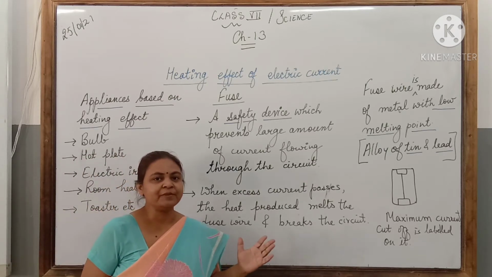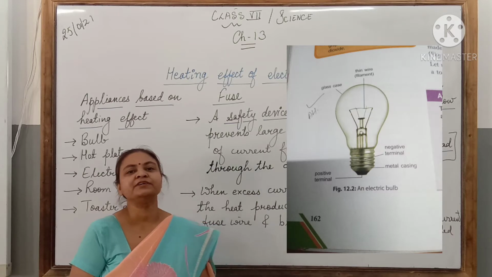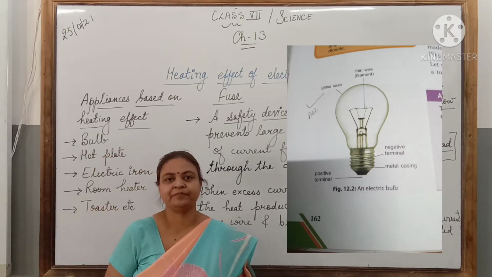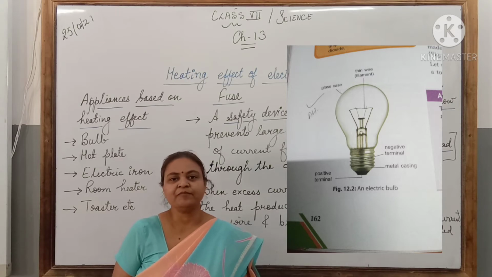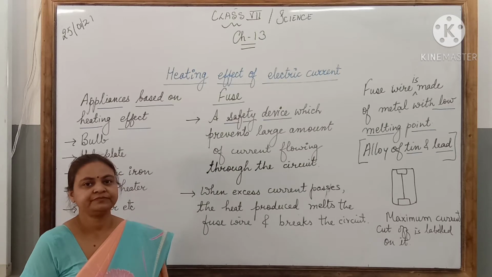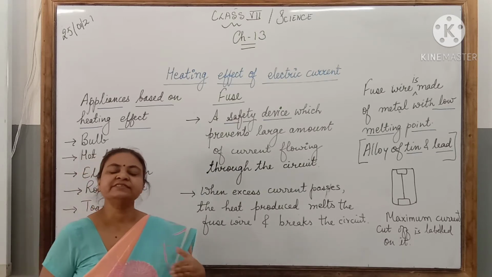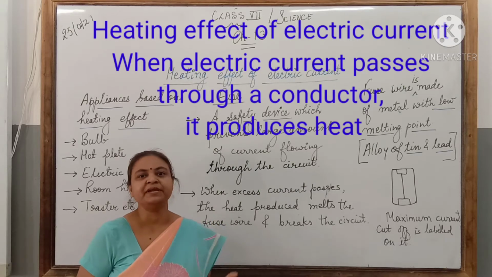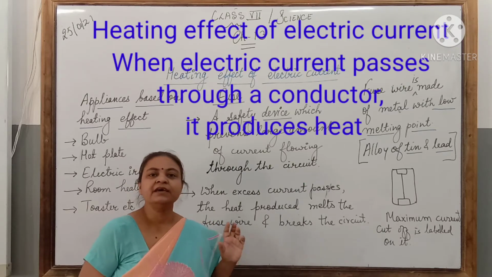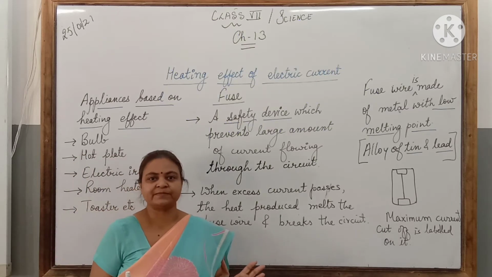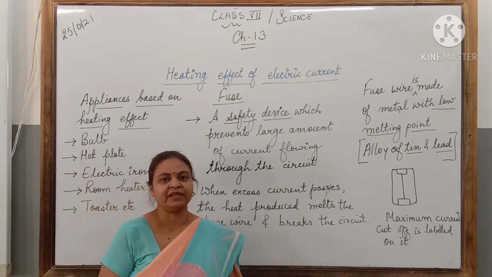Children, I hope you remember in class 6 we have learned about the construction and working of electric bulb. Electric bulb works on the principle of heating effect of electric current. When current passes through the conducting wire, there is a filament made up of tungsten, and when the current passes through it, it heats up and glows. This is called heating effect of electric current.